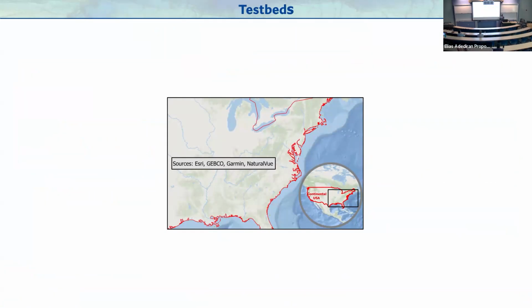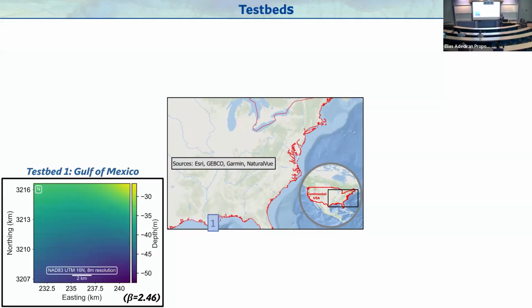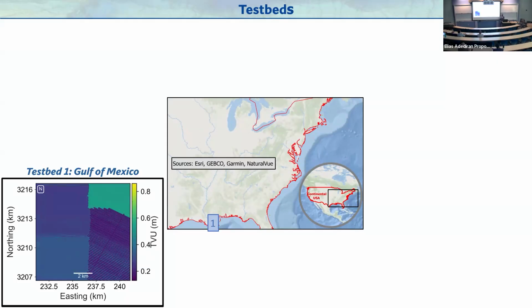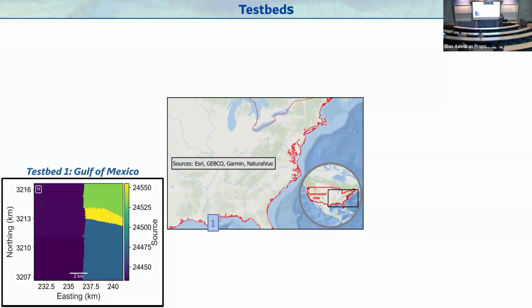So to put this into more context, let's look at some of the test beds that we've evaluated the developed methods. I should say, they've been selected based on different seafloor morphology, different depth ranges, and geographic locations. The first one is located in the Gulf of Mexico, and it's a low relief morphology with depth ranging from about 26 to 52 meters. The TVU value for that test bed also ranges from about 0.2 to 0.8 meters. And the source of the data comes from about 5 different surveys.